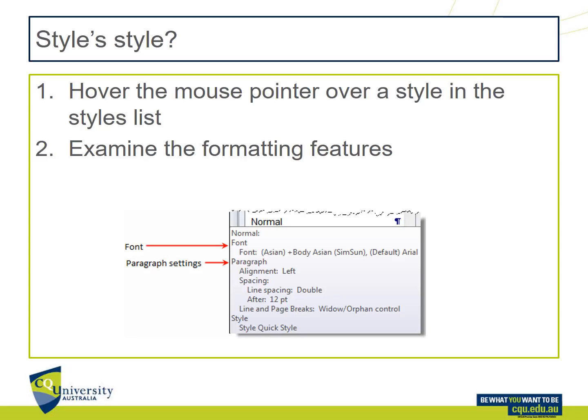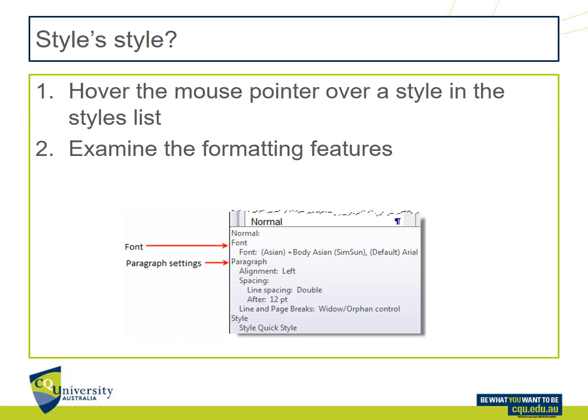So what is the style? How do you know what the style has in it? So we have a look at the formatting features in the style. You would hover the mouse over the actual name of the style, and here you would be able to see what the formatting consists of. Let's take, for example, the normal style. I have a look at the font. I read all the stuff in there, and I see that the default font is Arial.